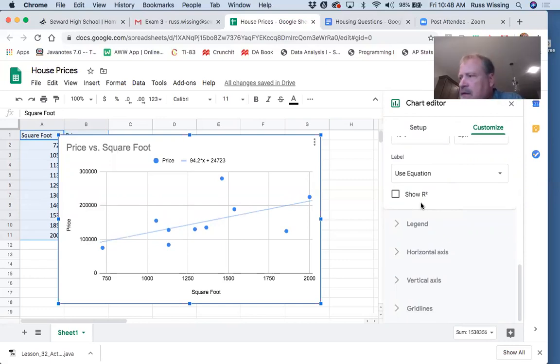Okay. So on your paper, you might want to write down that equation. The price of the house equals 94.2 times X plus 24,723. If anybody doesn't see how to do that, just let me know.